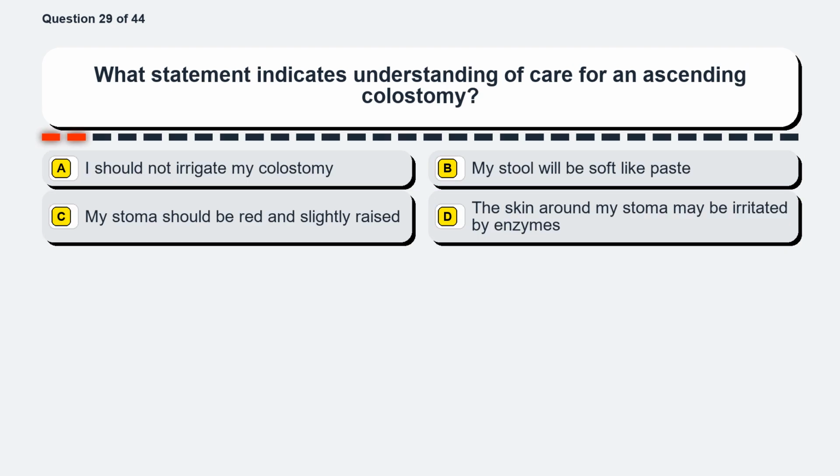Question 29. What statement indicates understanding of care for an ascending colostomy? Option A, I should not irrigate my colostomy. Option B, my stool will be soft like paste. Option C, my stoma should be red and slightly raised. Option D, the skin around my stoma may be irritated by enzymes.